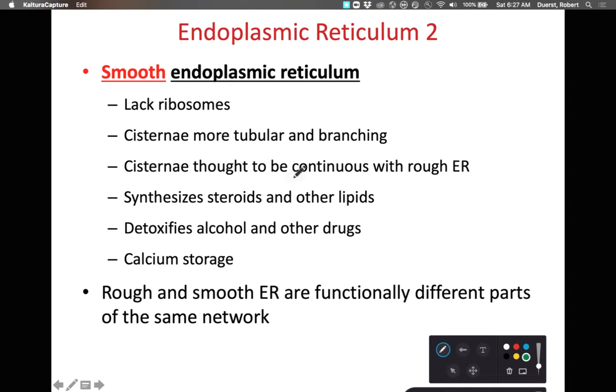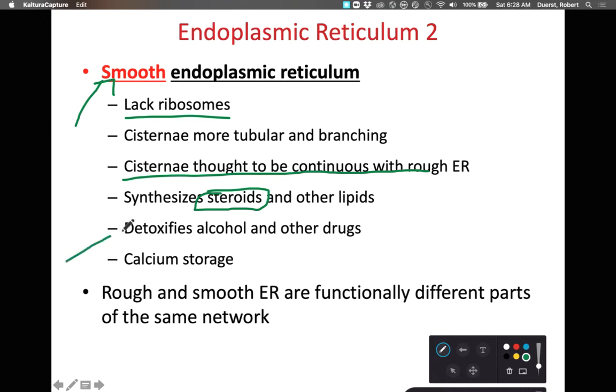We also have a smooth endoplasmic reticulum. The smooth ER lacks ribosomes, and its cisternae are more tubular and branching compared to the rough ER, even though the cisternae are thought to be continuous with the rough ER. The smooth endoplasmic reticulum is the site of synthesizing steroids and other lipids, other than phospholipids.